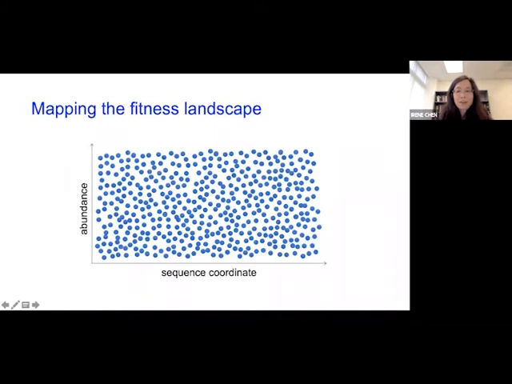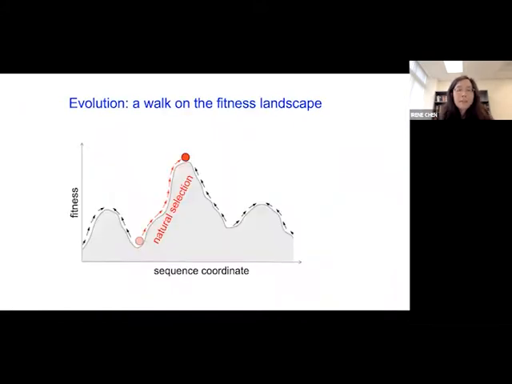Okay, so evolution can be thought of as a walk over what's called the fitness landscape. The fitness landscape is what you would get if you knew the fitness, or the activity let's say, of every single possible sequence in sequence space. So let's imagine the space of all possible sequences. We put them all down on a sequence coordinate in some order so that the more closely related sequences are together. In reality, sequence space is multidimensional, but we'll just represent it this way.